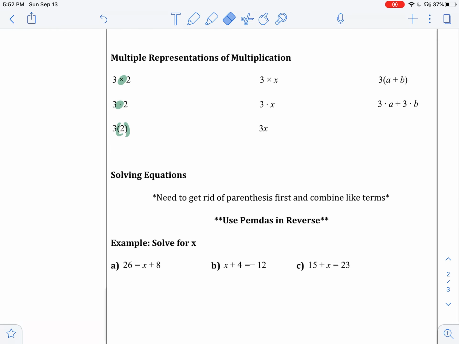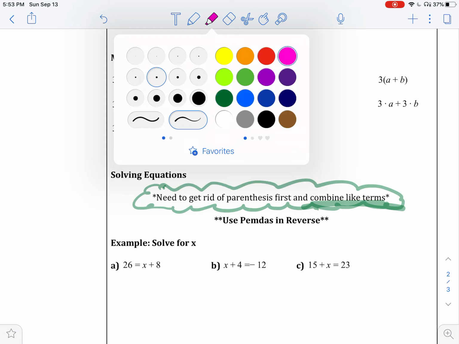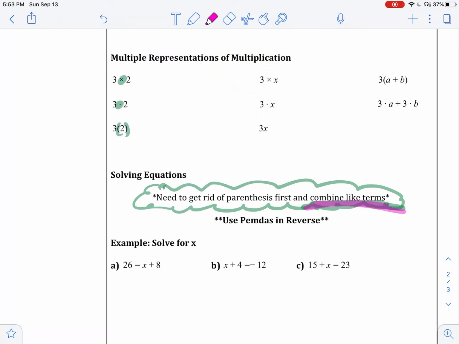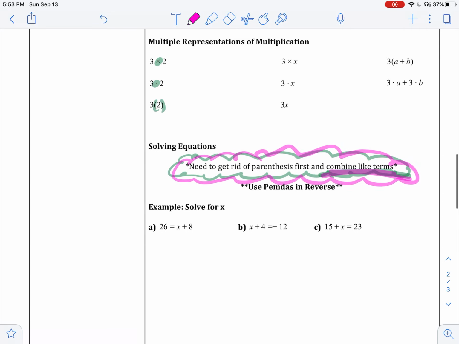So now let's get into the nitty-gritty of it, solving actual equations. Whenever we solve equations, we first always need to get rid of anything that has parentheses, and we also need to combine like terms. Now today our goal is only to do one-step equations, but when we get into multi-step equations, this little tidbit is going to be super important. But it doesn't really affect us much today.